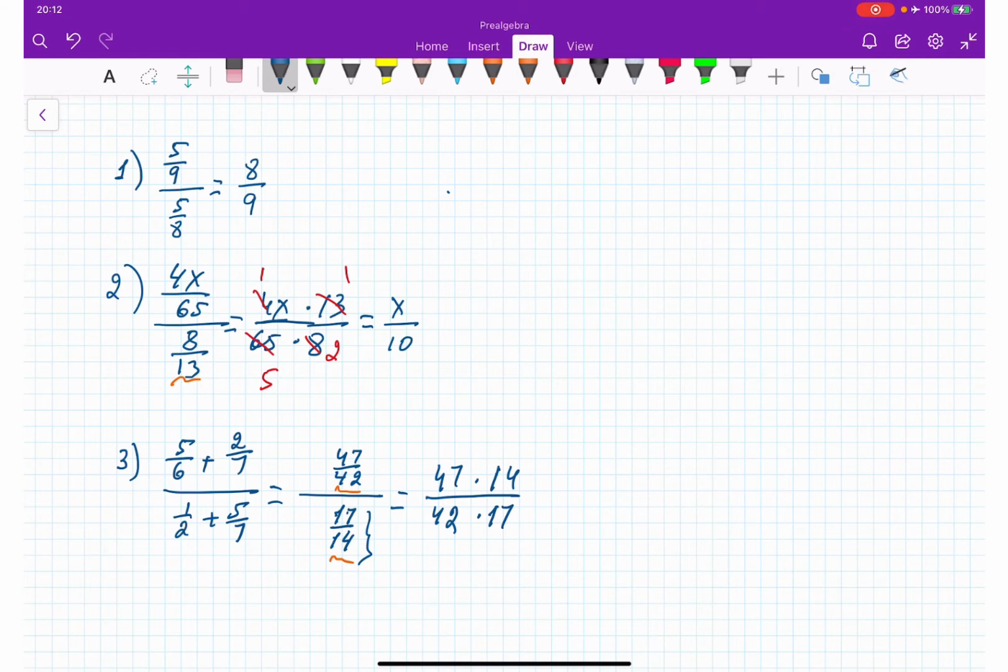Okay, let's see, 14 and 42. I suspect I can reduce both of them by 14. This would be 1, this would be 3. 47 and 17, you can't reduce at all because both of them are prime numbers. So we are getting 47, and 3 times 17 is going to be 51. Okay? Question number 4.